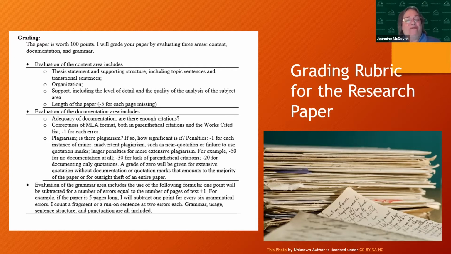And in the grammatical area, I have a formula. You don't have to use it, but it's what I use in every one of my students' papers. And so they're familiar with that formula, and it does not surprise them.